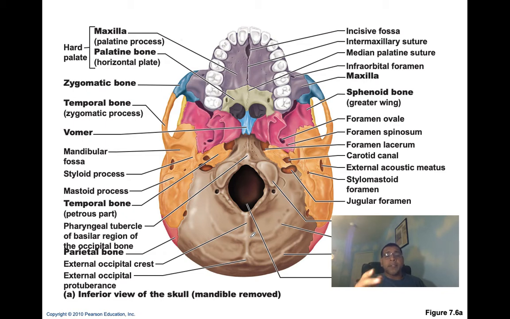And then here we can see flaring laterally from that protuberance are the superior nuchal lines. And here we can see flaring laterally from the crest, from about midway up the crest, you've got your inferior nuchal lines.